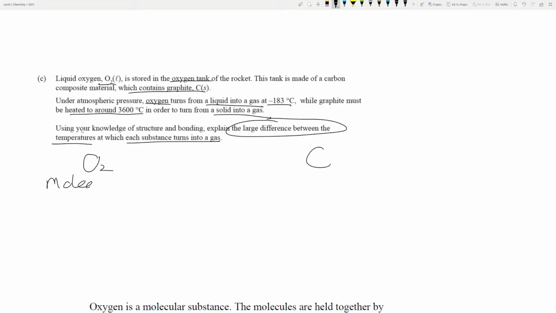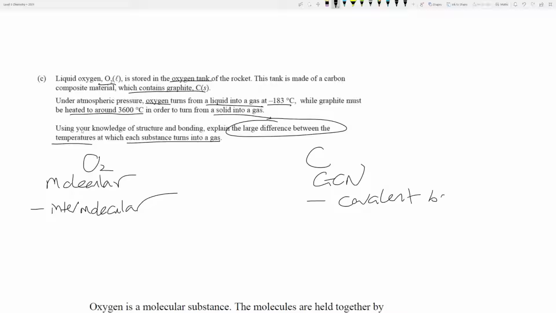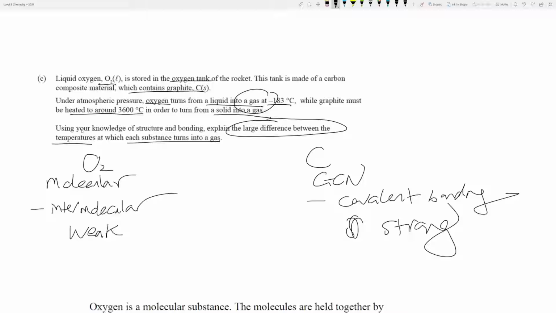This is made of molecular bonding, and this is a giant covalent network. So this is held together by intermolecular forces, whereas this one is held together by covalent bonding. The intermolecular forces are really weak, whereas the covalent bonding is very strong. In order to turn something into a gas, you have to completely break the intermolecular forces. So this one is not going to take too much energy, whereas for this one, if you want to break all of those covalent bonds at the same time, you're going to require a lot of energy.